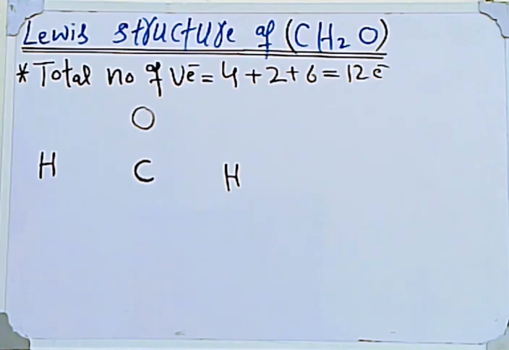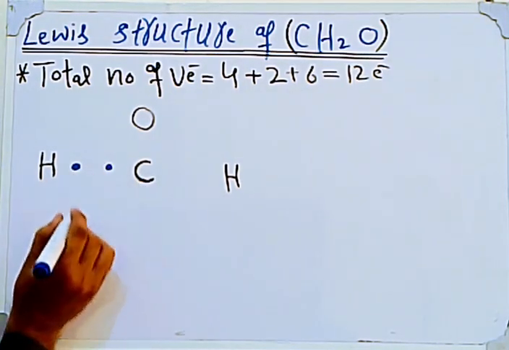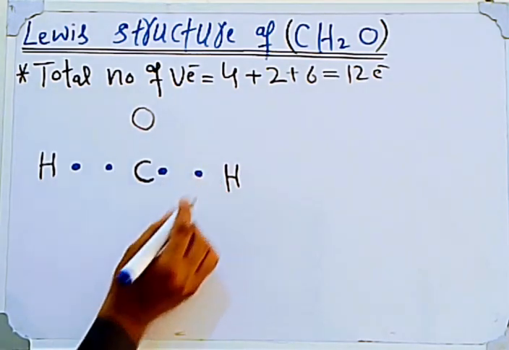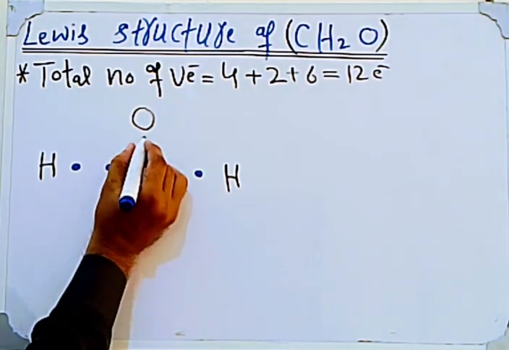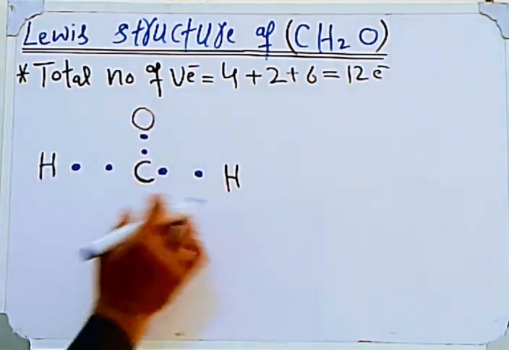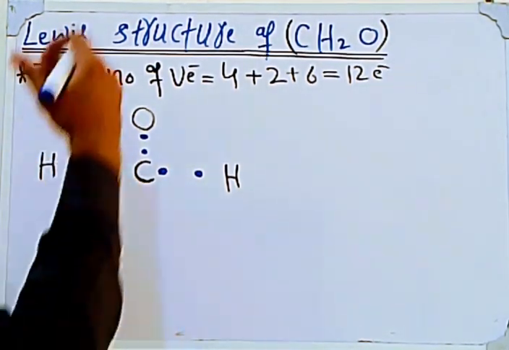Students, to represent a single bond, we place a pair of electrons between this carbon and hydrogen, one pair of electrons between this carbon and hydrogen, and one pair of electrons between carbon and oxygen. So we represent a single covalent bond. Now we complete the octet for outer atoms.